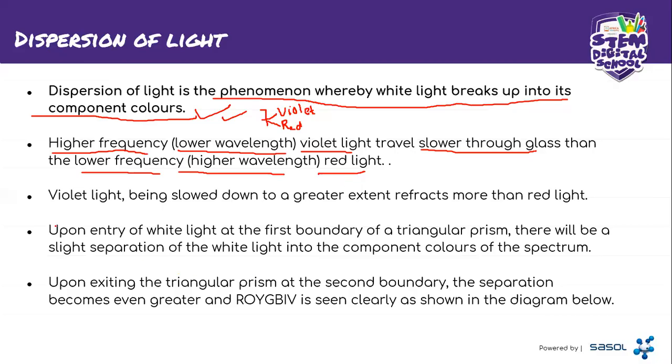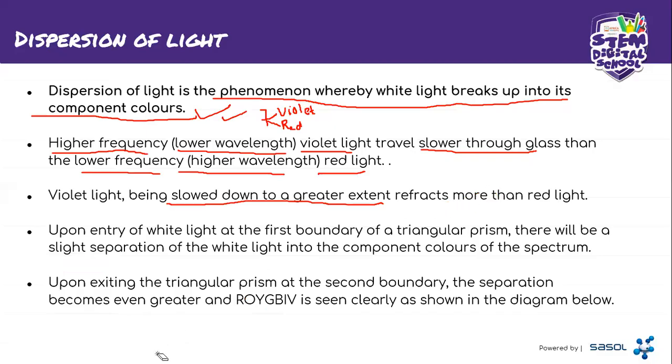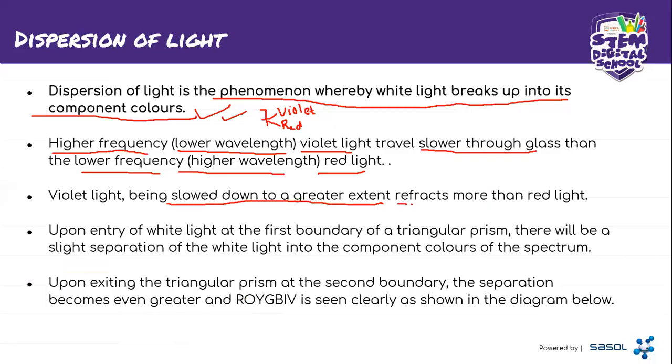And because of this, violet light being slowed down to a greater extent because it travels slowly in glass, it then refracts more than the red light. So this is what happens, my dear learners, in terms of refraction.